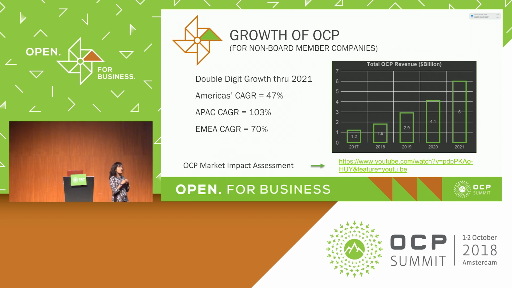You can get all of the details of this market assessment. It's a pretty fat file. You can get it on our website. It's also available on YouTube. IHS Markit did a presentation on this in March at our Global Summit. So basically, the bottom line takeaway is that in 2019, we're expected to be $2.9 billion, going up to $6 billion by 2021. And again, like I said, this is a global statement.